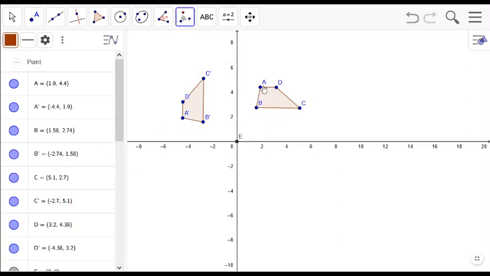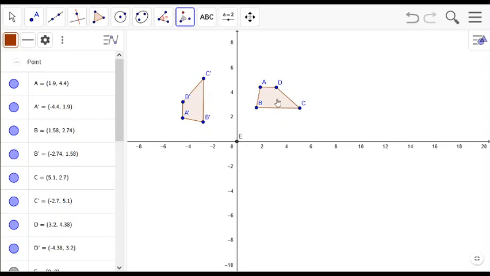You can check the coordinates here. This was coordinate A. It was (1.9, 4.4). And this was B, the B object. So A image becomes (-1.4, 1.9). We shall discuss that. For now, this is what you have done.